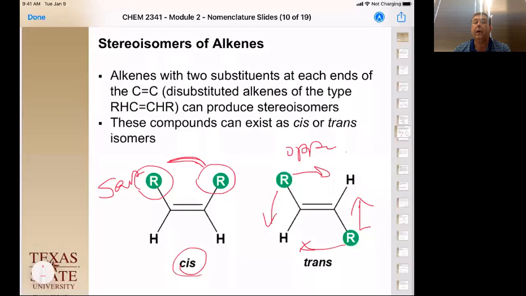Okay, now this is true because they are fixed in space. There's no rotation. So that means we have what we call stereoisomers. Stereoisomers have all the same linkages, but they have a different fixed-in-space configuration. And so we have to identify them as such. We're going to have a lot more about stereoisomers when we get to chapter 5.